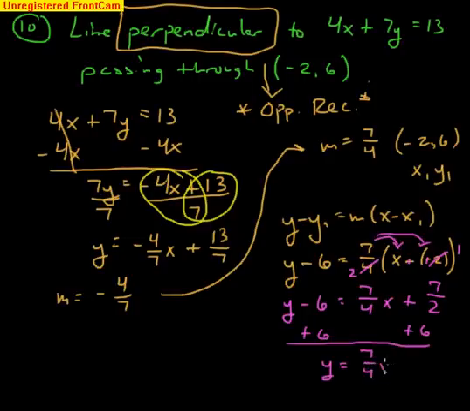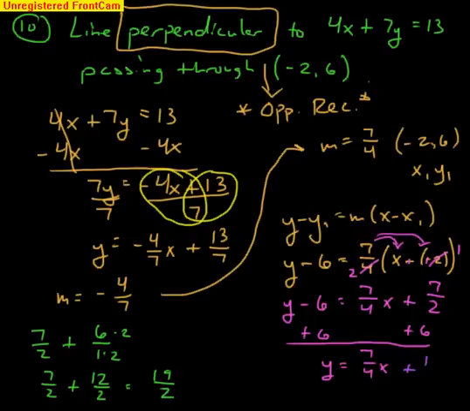y equals 7/4 x. And now how do I do that? Well, come over here. It's positive 7/2 plus 6. Put the 6 over a 1, and you got to multiply by 2 to make the denominators the same. 7/2 plus 12/2. Add the tops, 19/2. Positive 19/2. So there you go. And there's your line perpendicular to the line given through the point.